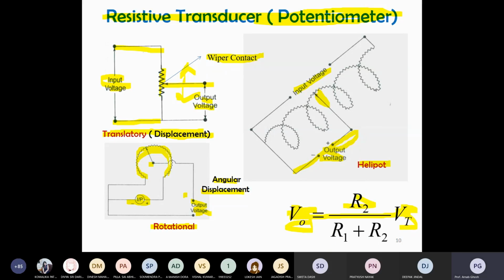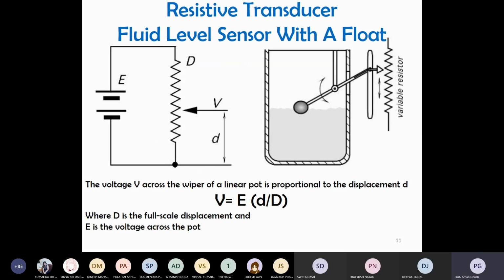Then you can go for the resistive transducer, meaning your pot type transducer, a fluid level sensor with a floater. It is like an air balloon. So that may cause, if the fluid level is changing, the position also being changed, gradually from 0 it will increase.